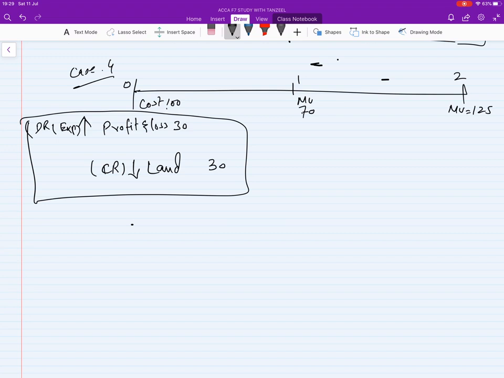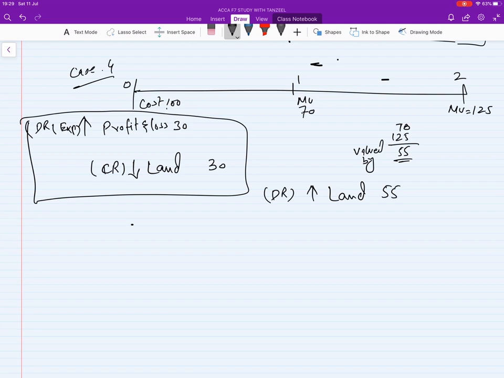In this case, now how much increased by? It was having 70 before, now it increased by 125. It means you have how much is it? Let's see, 30, 30 and 55. It was increased by 55, valued by 55. In this case, how can we calculate? First, debit asset is increasing, so debit land 55.